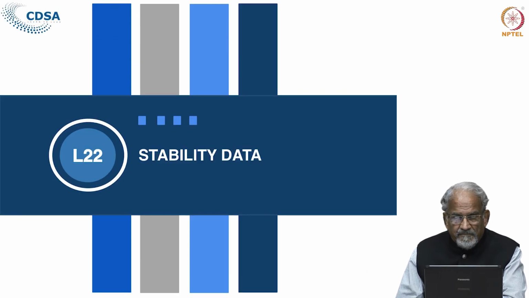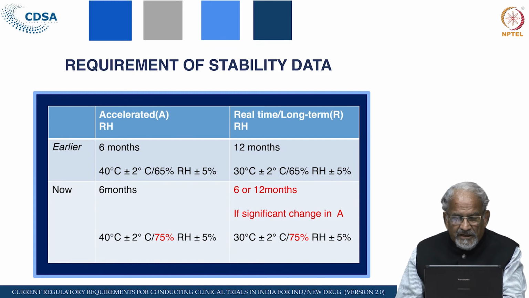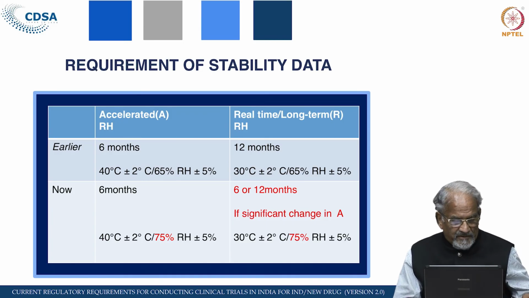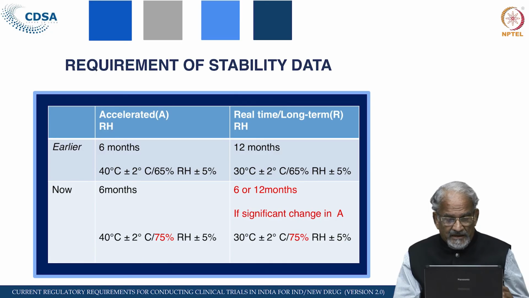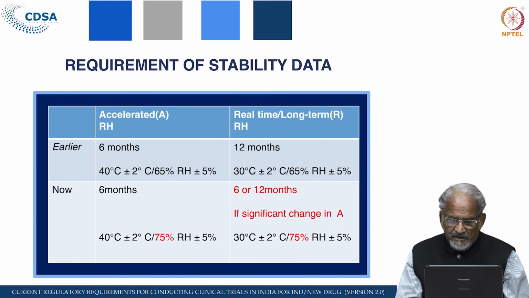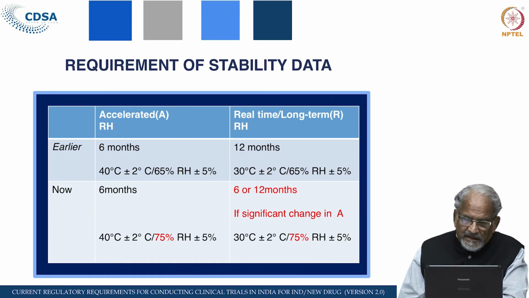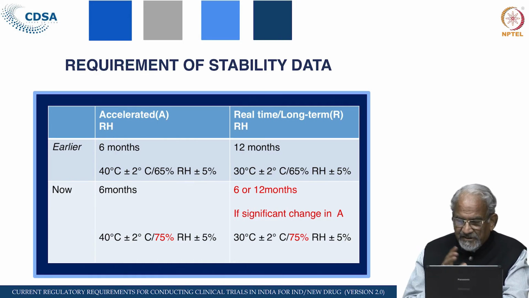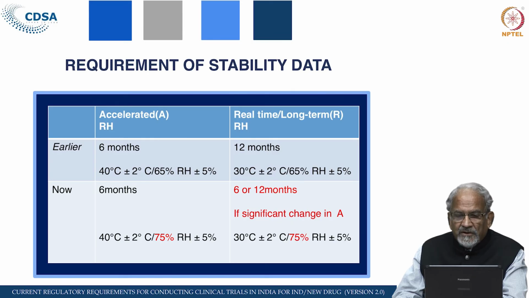Stability data, there is now clarity on stability data. Earlier it was 6 months accelerated data, and real time data was 12 months. But now the accelerated relative humidity and temperature is now 75%, which is slightly more, and the significant change is that from 6 or 12 months, even if you do the real time for 6 months, it is acceptable. So, this is the difference in requirement of the stability data.